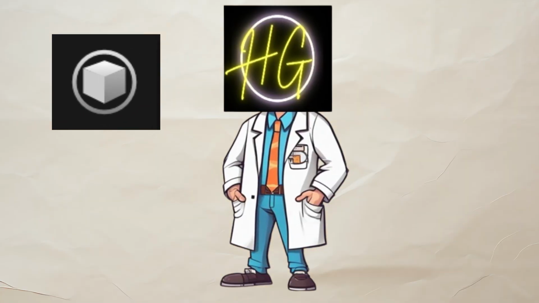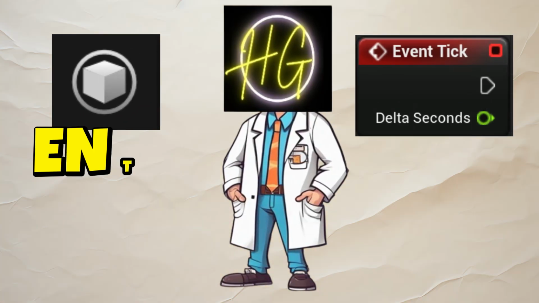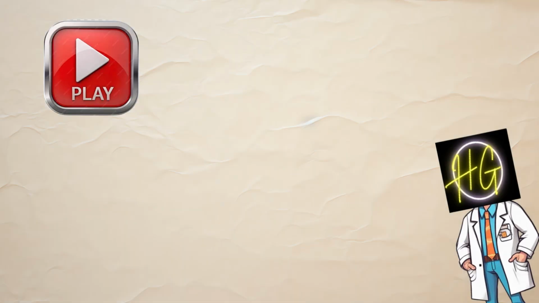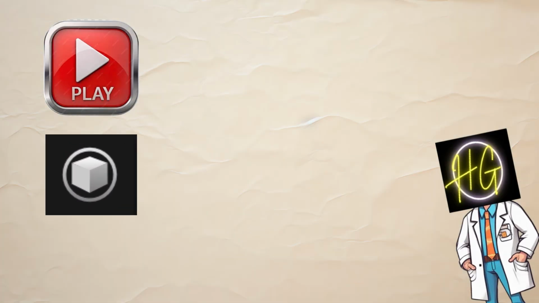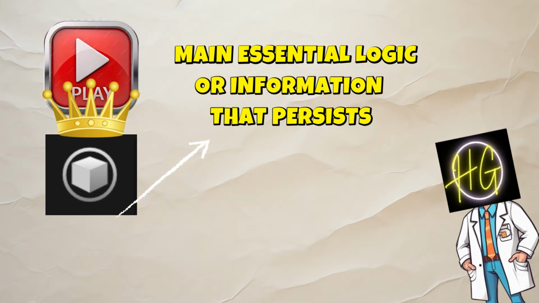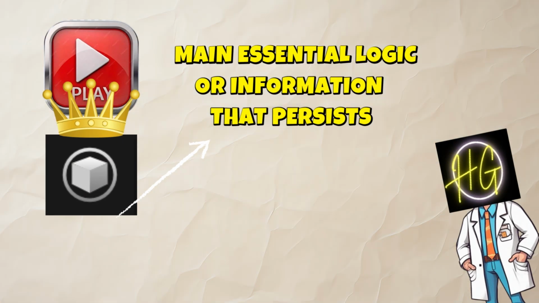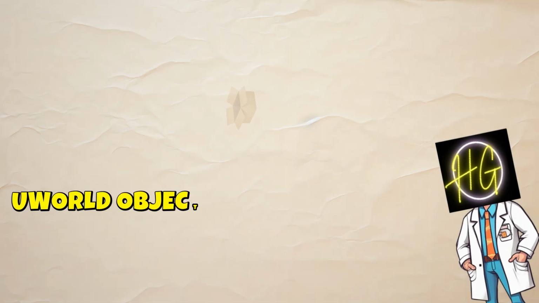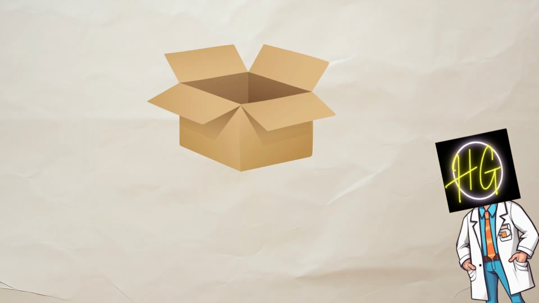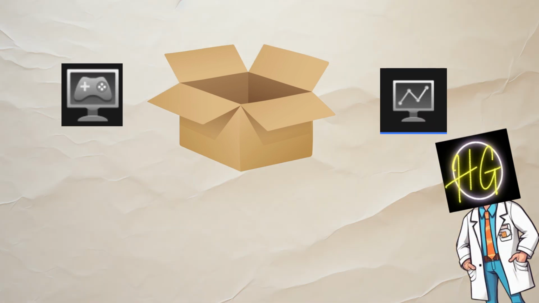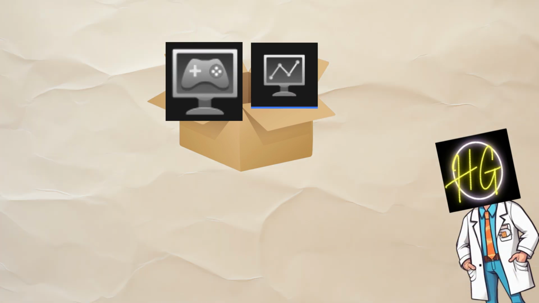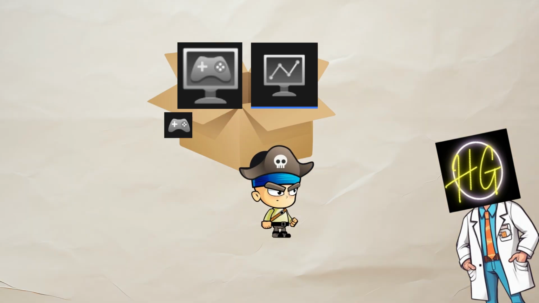From the game instance to event tick, we have covered the entire process and I'll now do a quick recap. When we press start, we load the game instance, which is the highest priority item. It holds the main essential logic and information that needs to always persist between levels. Then, we create a new UWorld object, which is like a container for everything else to be added to. We then add our game mode and game state to this UWorld object, which controls the main logic for the game. Then the game mode will spawn in the pawn and player controller.